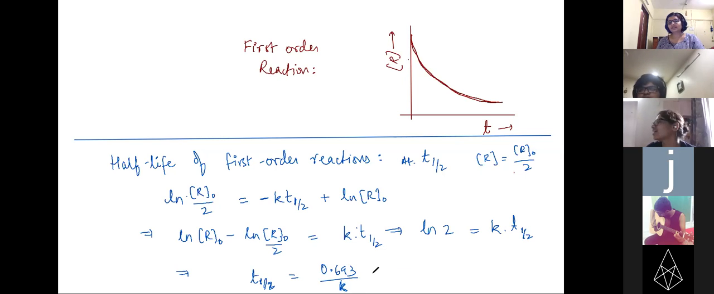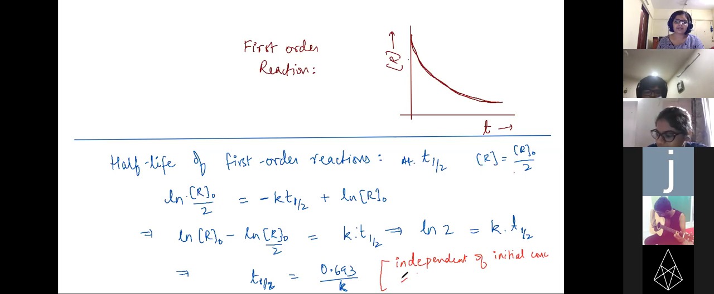Is it dependent on the initial concentration of the reactant at all? No, ma'am. So an interesting thing is that first order chemical reactions are independent of the initial concentration. The half-life is inversely proportional to k, just like with zero order. But the main point of difference is that in zero order reactions, it directly depends on the initial concentration. So if you double the initial concentration, your half-life also gets doubled.